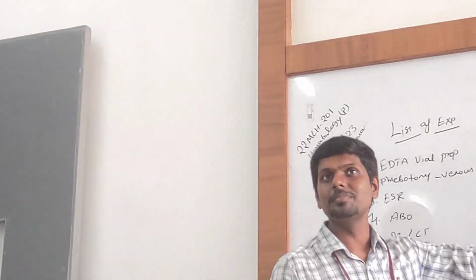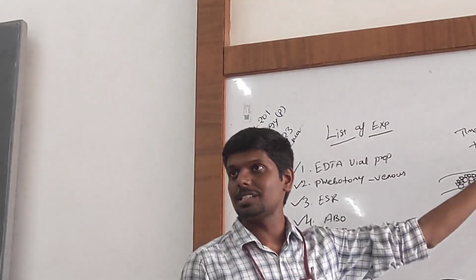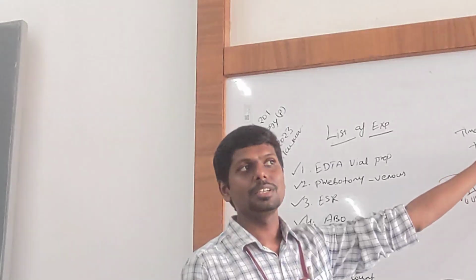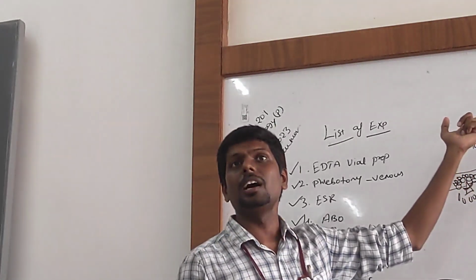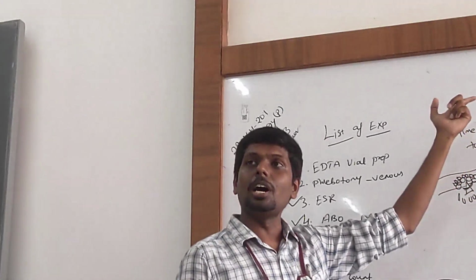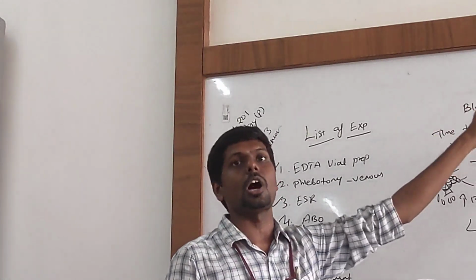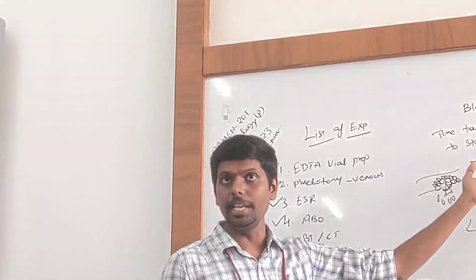Normal bleeding time? 1 to 3 minutes. What is the definition of bleeding time? It is the time taken for the bleeding to stop, from the onset of bleeding to the stoppage of bleeding.